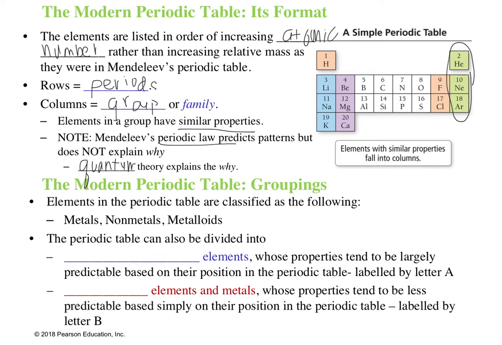Another one is to talk about main group elements. And those tend to be very predictable based on their position on the periodic table, and we label those with A at the very top, above all the rows and columns. And then our transition elements and transition metals. Those tend to be less predictable. You can get lots of different types of ions from those, and we label those with label B.